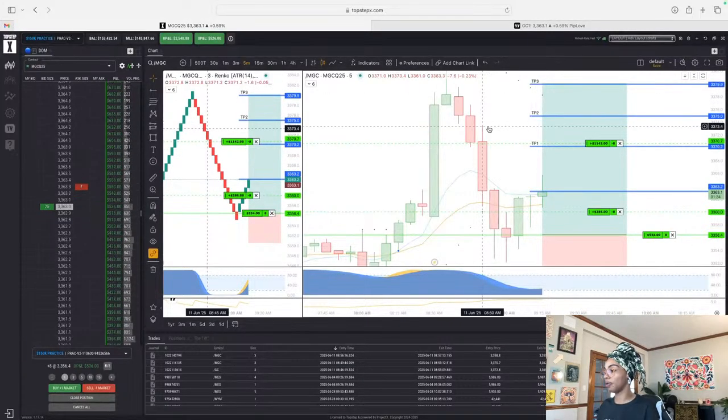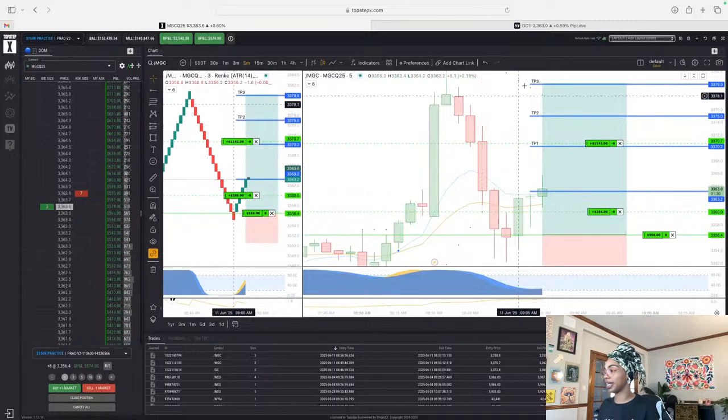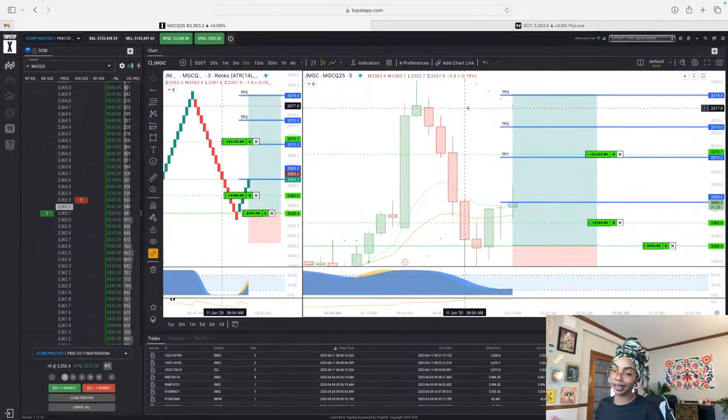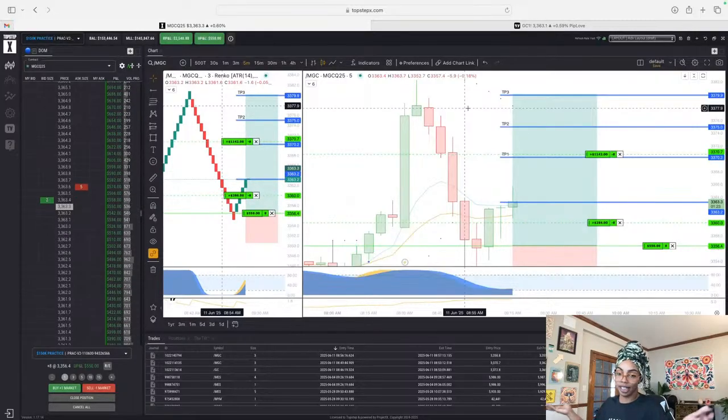So right now we're already $286 in profit. We could let it play out. If it hits our stop loss, it hits our stop loss. We're in profit either way.